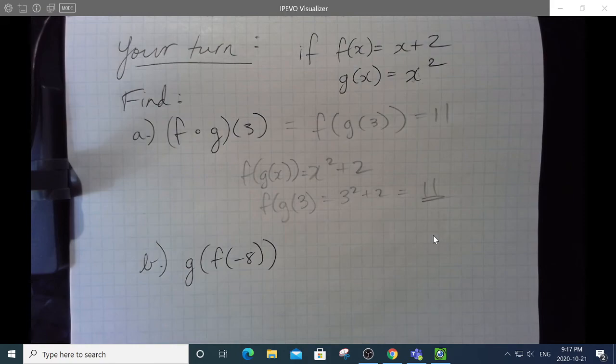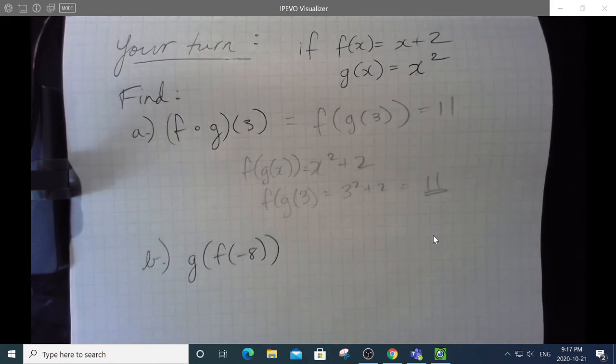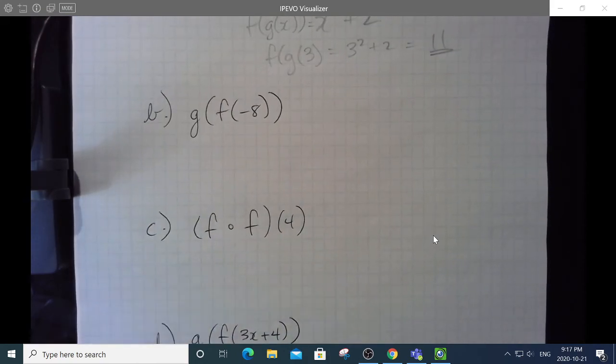And my pencil needs sharpening. So while I'm sharpening my pencil, why don't you try B? Find g of f of negative 8.